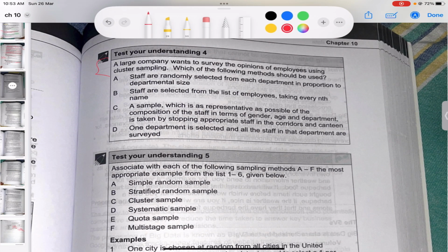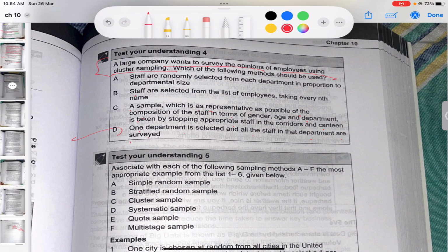A large company wants to survey the opinions of employees using cluster sampling. Which of the following methods should be used? Staff are randomly selected from each department in proportion to departmental size. Staff are selected taking a sample which is of appropriate composition in terms of gender, age, and departments. One department is selected and the staff in the department are surveyed. What's the answer? D.